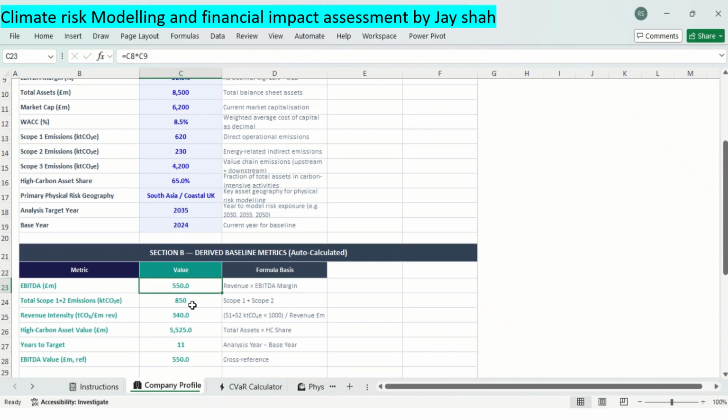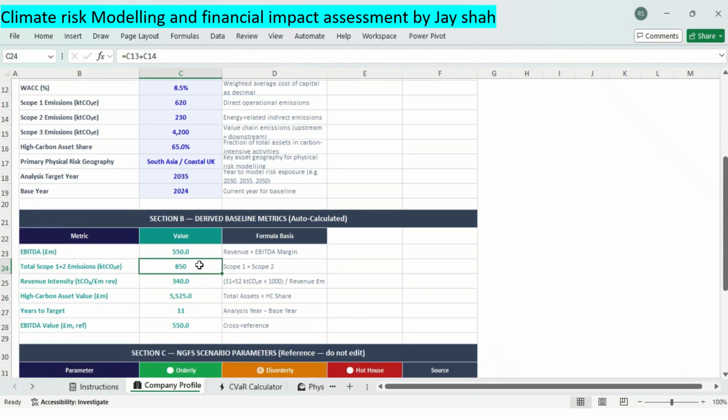Then cell 24 calculates Scope 1 plus 2, which is very simple: 850. Then cell 25 is revenue intensity, which is very important from my perspective. Scope 1 plus 2, that is 850, is multiplied by 1000, because it needs to be calculated in tons of CO2.